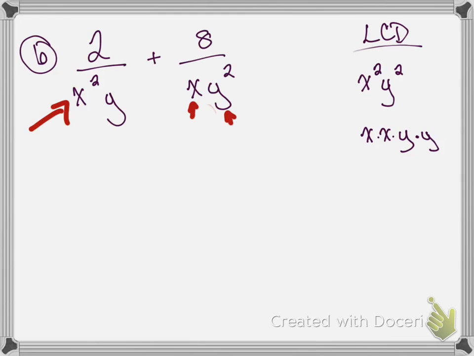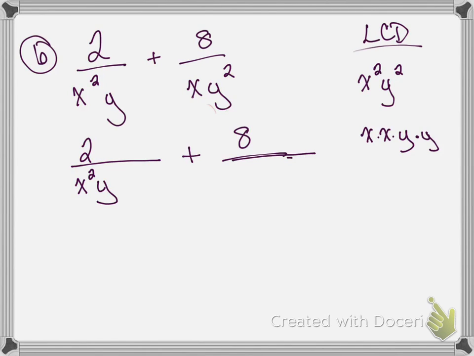That's my LCD. So now, what I'm going to do is figure out what I'm missing in each denominator. My first denominator, I have x squared times y. What am I missing from my LCD? A y. So I'm going to multiply this times y. If I multiply the bottom times y, what do I do to the top? Excellent. What am I missing on my second denominator? X. Excellent. So if I multiply my bottom times x, what do I multiply my top by? X. Excellent. You're pretty much done at this point.